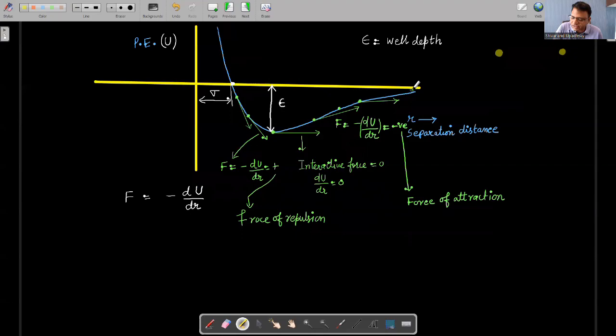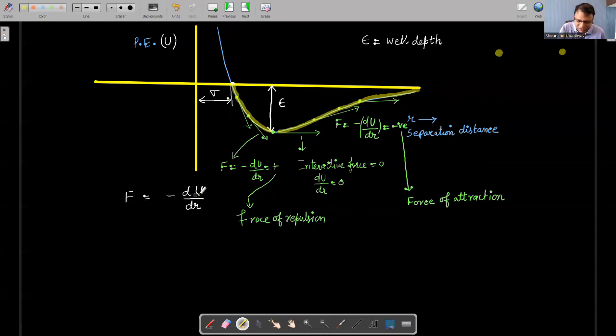We are discussing this case when the molecules are separated by a large distance. Now when the molecules are coming nearer to each other, the force of attraction is increasing. So till here the force of attraction is increasing. At this bottom point there is no net force of interaction, and then from this minima point, if we move further to the left, repulsive forces are dominating, and here the potential energy of the system is equal to zero.